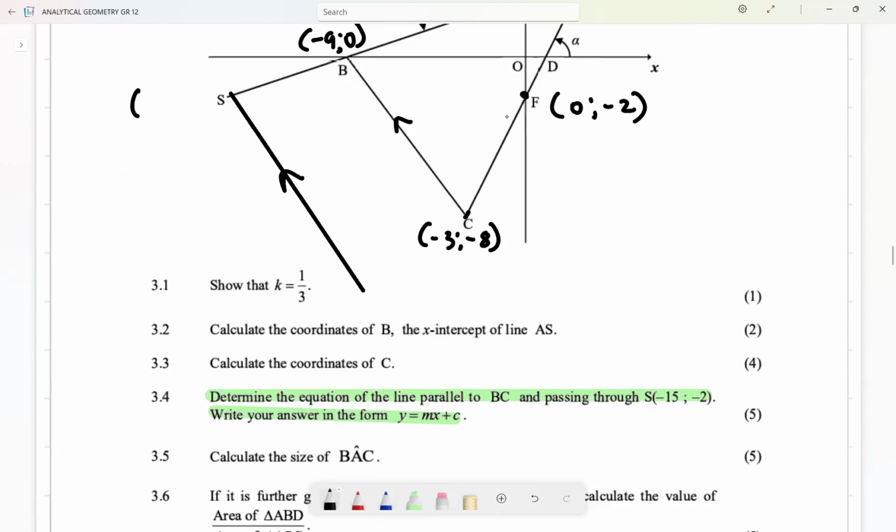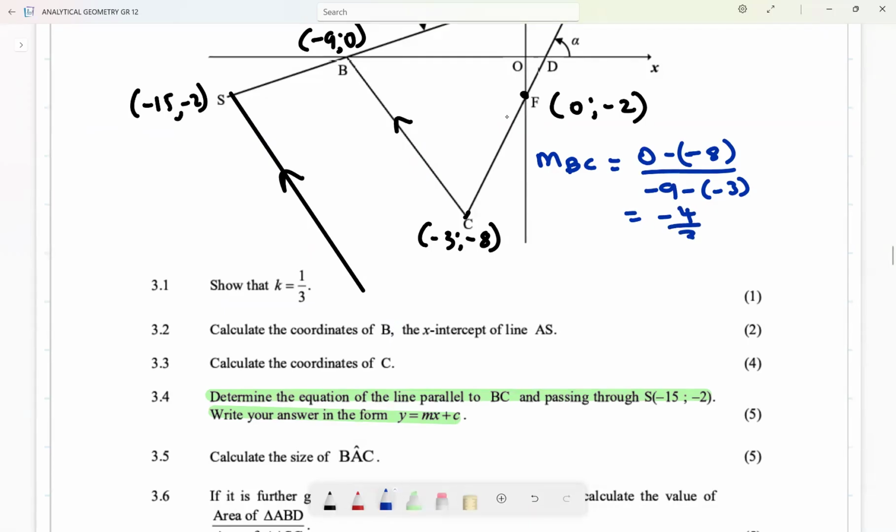S has a coordinate of -15, -2. What do I need to find the equation of this parallel line? I need a gradient and a point. I now have the point. How can I find the gradient? I do not have any two points, so I need another property. But I know that parallel lines have the same gradient. So the first thing I'm going to do is find the gradient of BC. The gradient of BC is y, 0 minus -8 divided by -9 minus -3, and the gradient of BC is -4 divided by 3.